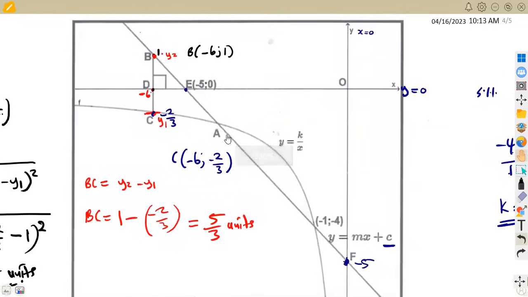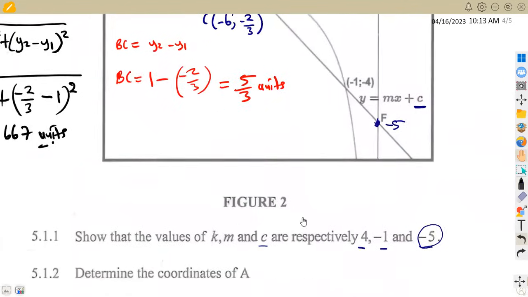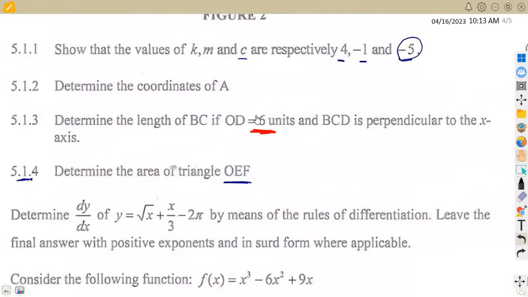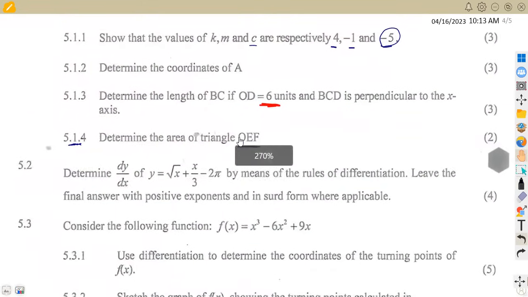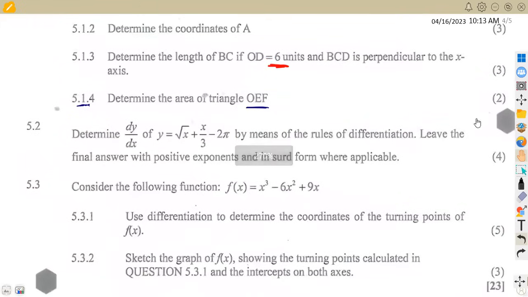So this was the whole diagram that we're given. I hope every part on this diagram is understood. Let's move on to the other part of the question, which is 5.2, where we are dealing with the derivatives in this case.